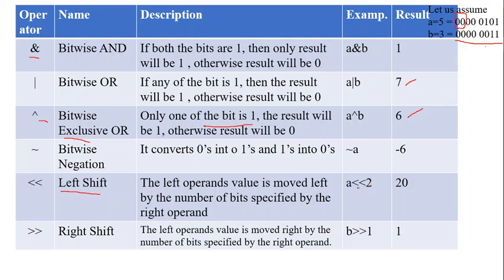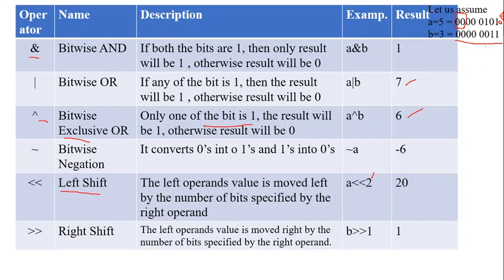It moves the bits by the number of positions specified in the right-hand operand. Here I have given 2, so it will move 2 positions to the left. The leftmost 2 bits will be dropped, and 2 zeros will be added on the right side.